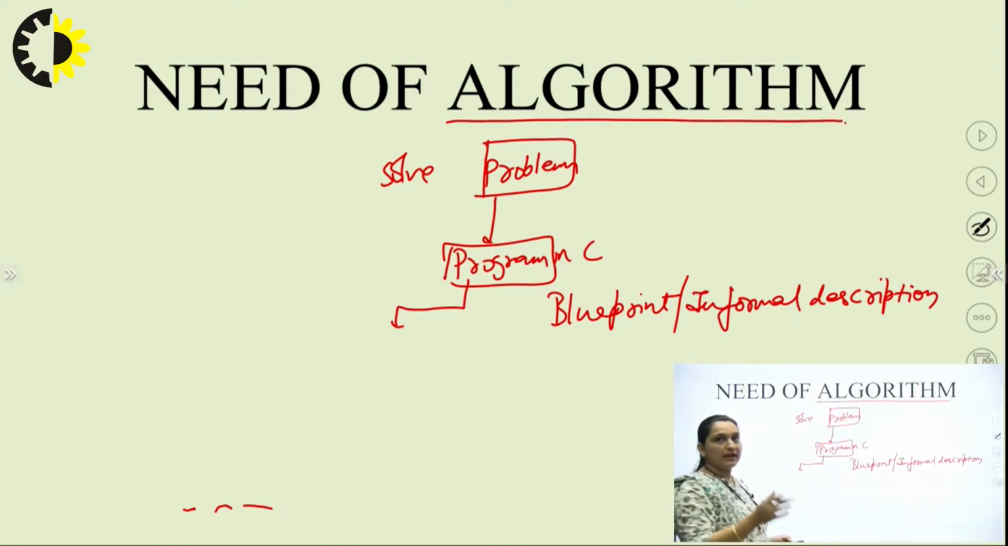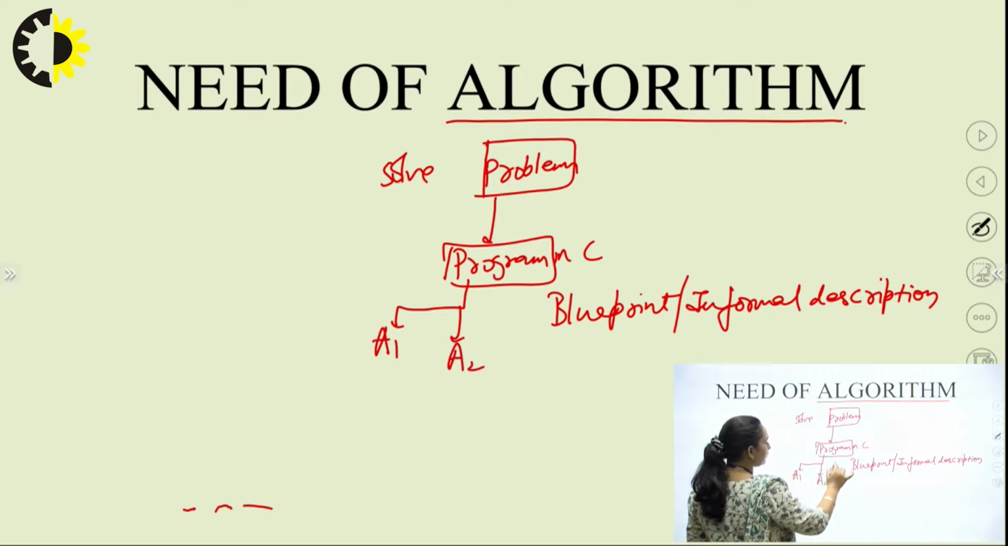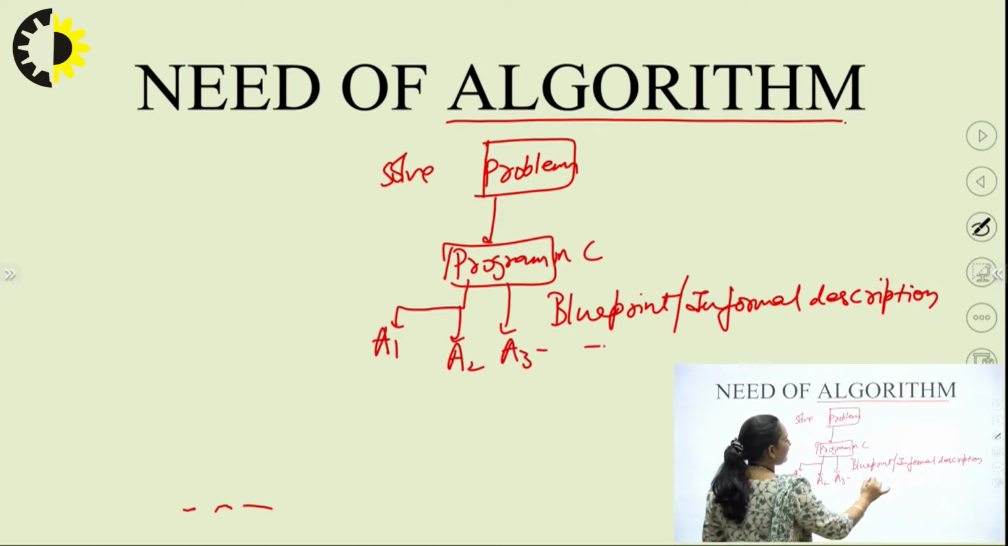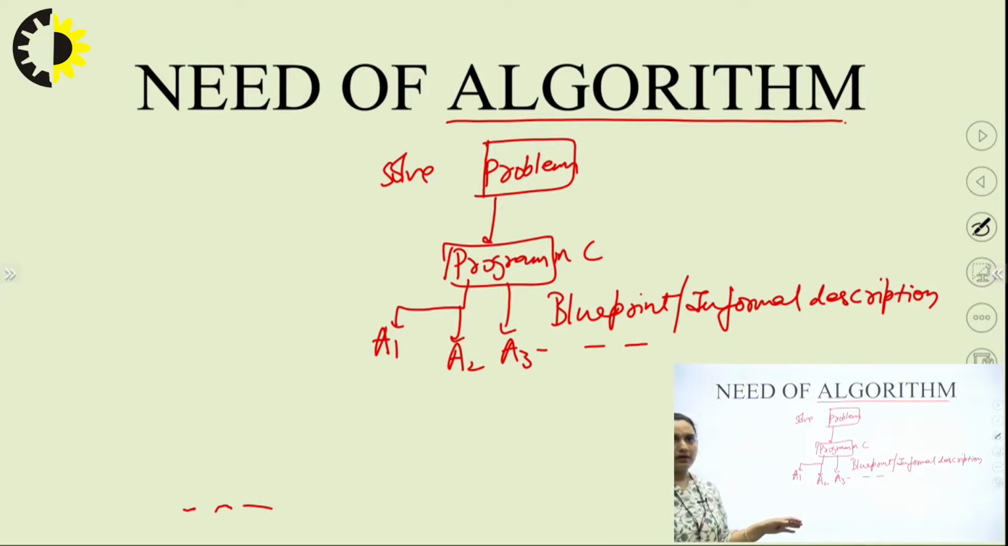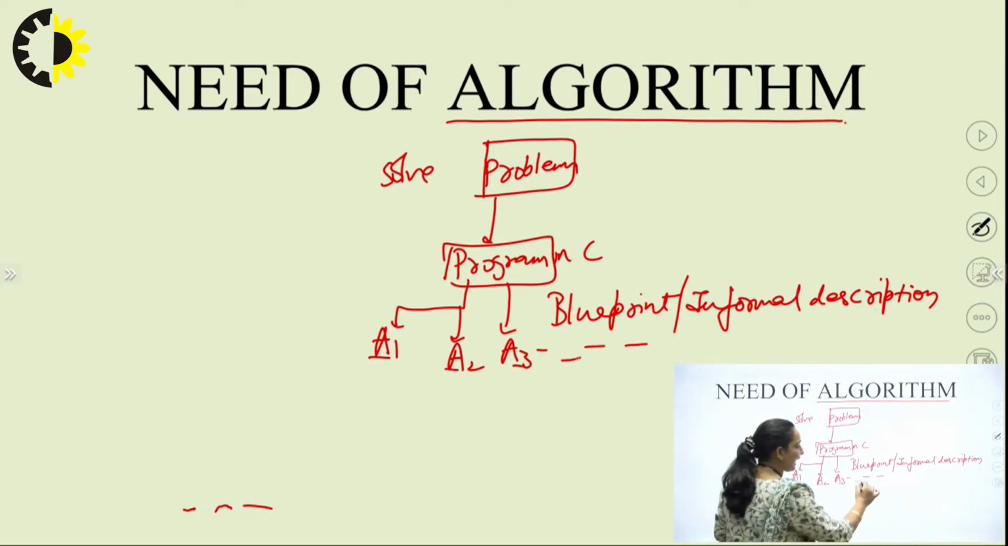So to solve any problem, we have an algorithm, which is an informal description of that solution. We have many algorithms, for example A1, A2, A3, A4. We have to select one of the algorithms. But what is the criterion to select an algorithm? These are the two parameters: time and memory.